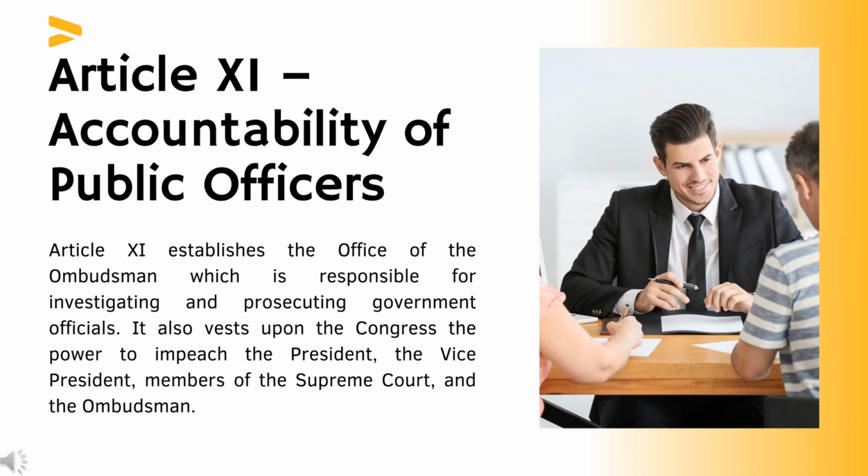Article 11, Accountability of Public Officers. Article 11 establishes the Office of the Ombudsman, which is responsible for investigating and prosecuting government officials. It also vests upon the Congress the power to impeach the President, the Vice President, members of the Supreme Court, and the Ombudsman.